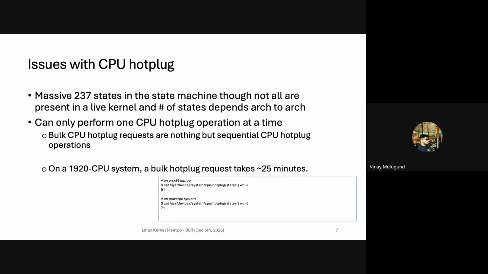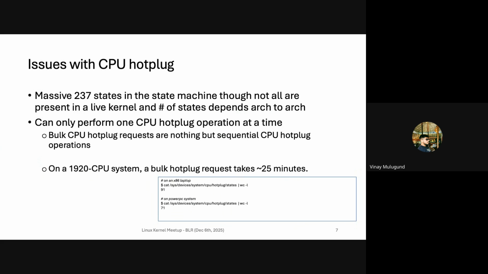We tried to debug this and figure out where most of the time is being spent. The majority of the time was spent doing synchronize RCU. We'll talk about it in the experiments. The takeaway from this slide is that if you are trying to do multiple hot plug operations on a big system, it adds up. On a small laptop 32 CPU system, it will be faster, finishing in one or two seconds. One CPU hot plug operation finishes very fast, but if you line them up one after the other, it adds up.